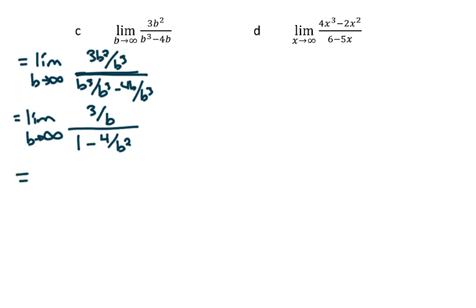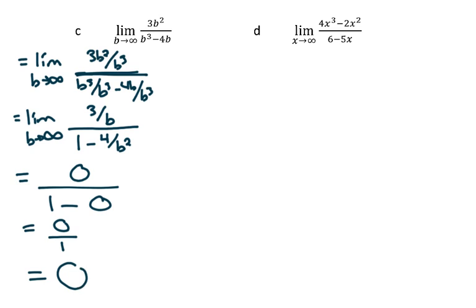Substitute in the infinity now. On the top, 3 over b, 3 over infinity, 0. On the bottom, 1 minus 4 over b squared is 4 over infinity squared, so 4 over a bigger infinity, also 0. Working that out, top is 0, bottom is 1, and 0 divided by 1 is 0.